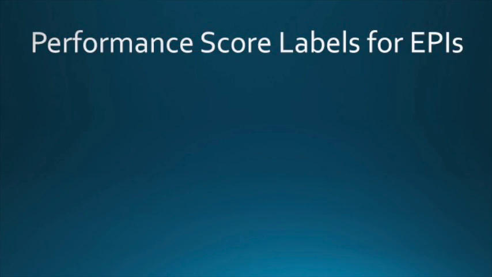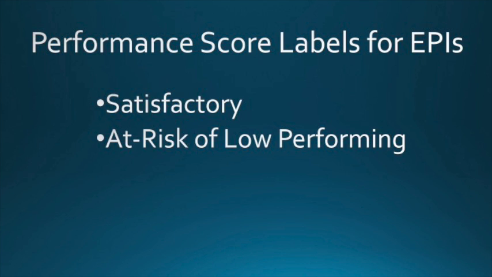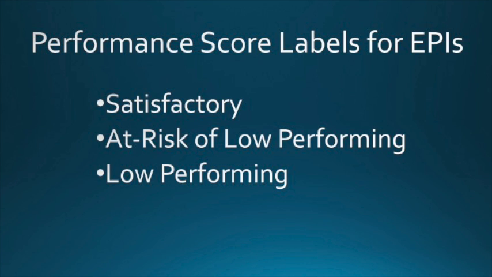Michigan has 3 labels that it grants to its EPIs each year: satisfactory, at risk of low performing, and low performing. When the score is calculated, it is compared to a cut score or passing score in order to determine whether the preparation programs at the EPI are performing satisfactorily.